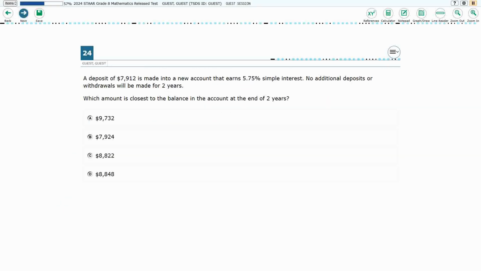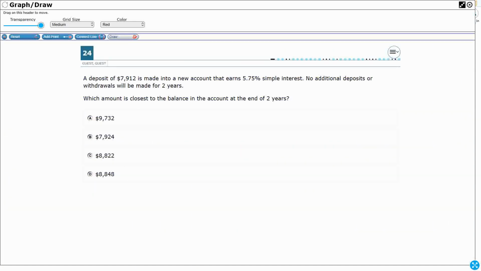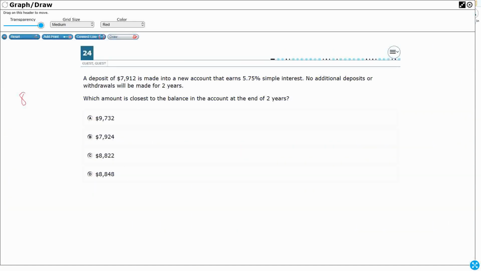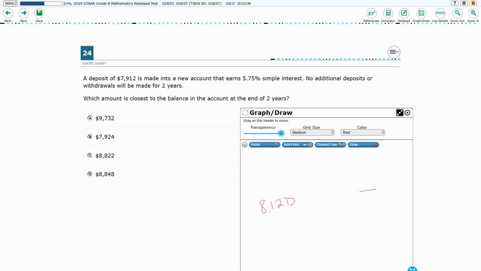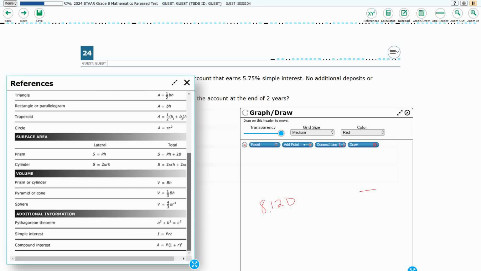For number 24, we are calculating interest. This is 8.12d. And the only challenge when we're calculating interest is to make sure that we're using the correct formula. So let's see if we can figure out what we have here. We have a deposit, and we've got simple interest. There we go. So let's pull out our simple interest formula here. I equals PRT.